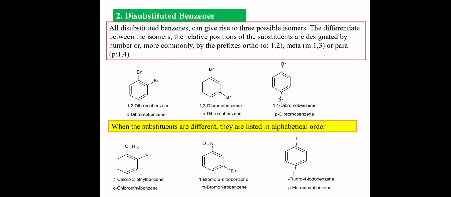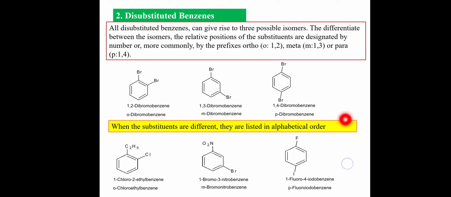Here 1-bromo-3-nitrobenzene. The name of the compound is 1-bromo-3-nitrobenzene. And these NO2 and bromine, they are in a 1-3 relationship. Therefore, they are meta. Hence, the name of the compound is meta-bromonitrobenzene.